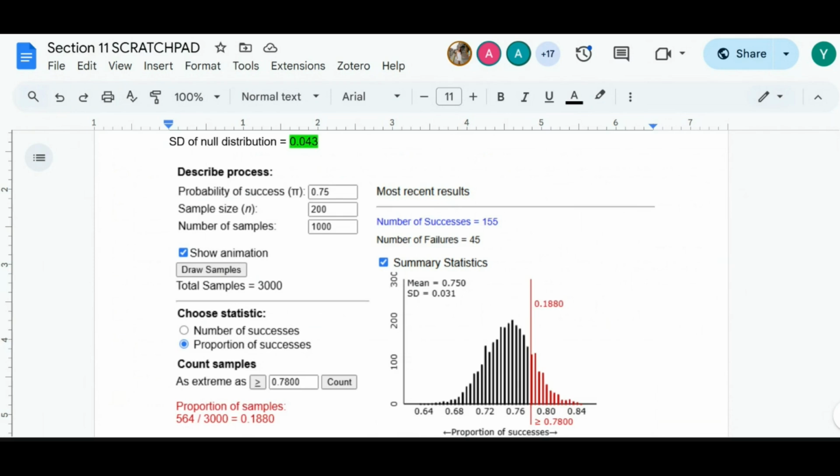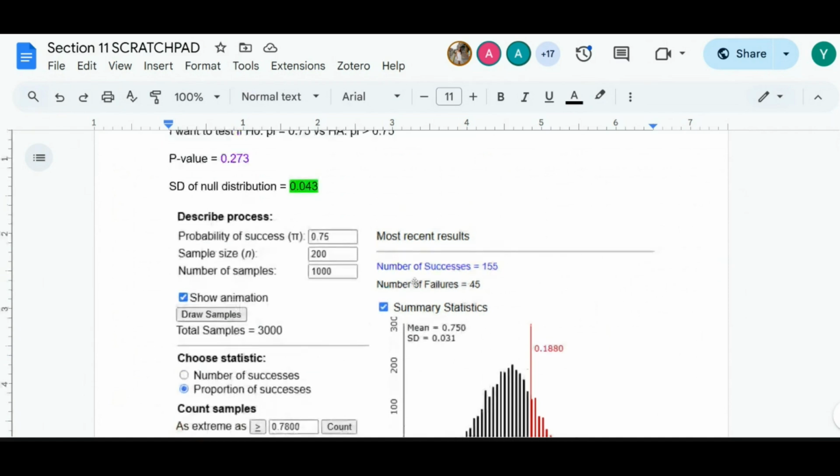But can you correct now? There are two things wrong here. Can you correct the p-value and correct the SD? Keep the colors, okay? Keep the colors. What's the p-value now? And what's the SD of the null distribution now, based off this screenshot? And by the way, exams will be like this, where it's based off screenshots. You don't actually use applets on the exam, all right? I give you screenshots like this.